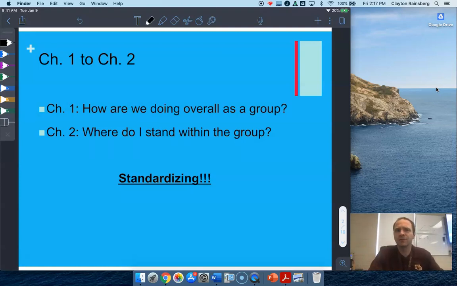In chapter 2, what we're doing is we're going within the group. We're looking at how do I compare to the others around me. You know, what's my percentile? Where's my standing? How do I compare to the average? We're starting to look at where do I stand within the group of us. Now we're inside the distribution, comparing within it. So we need to standardize in order to do that.